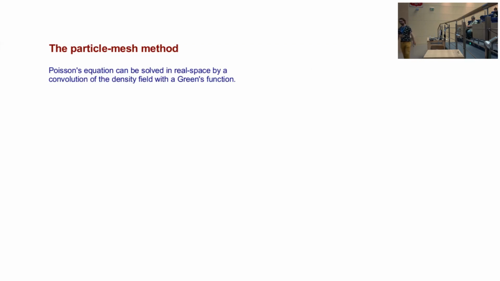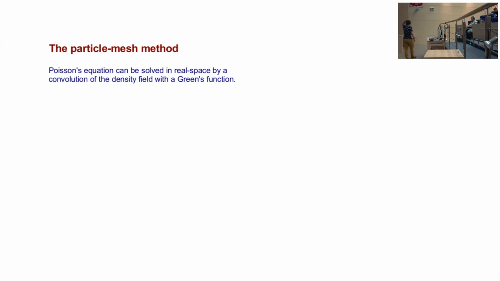Right, so we have the problem. We want to solve the equations of motion, so we need forces. But before we get forces, we need to solve the gravity, which is the Poisson equation. So the distribution of densities solves the potential. If you differentiate the potential, then you have forces. And if you have forces, you might be able to do something with them, like later time integrate and push the particles. So how should we do this?